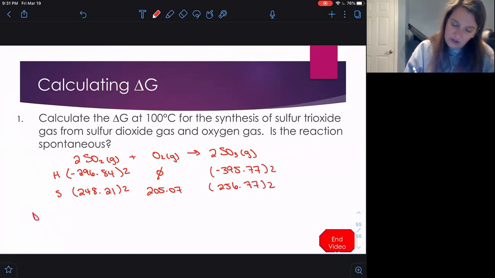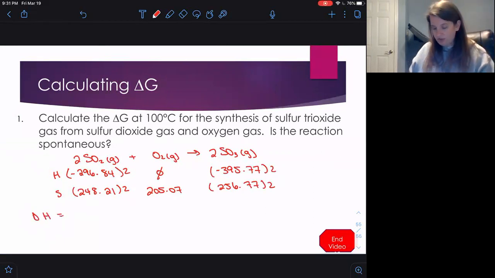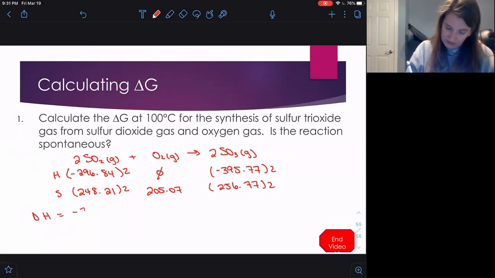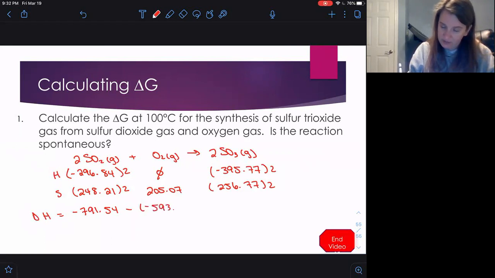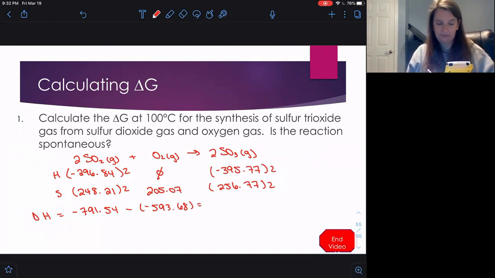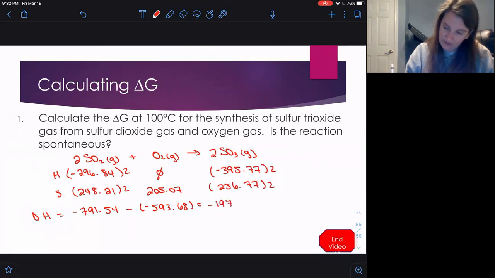So let's calculate our delta H first. So I'm going to do 2 times negative 395.77. And because I have to do products minus reactants, so I have negative 791.54 minus my reactants, so 2 times negative 296.84, and I get negative 593.68. So my change in enthalpy is negative 197.86.